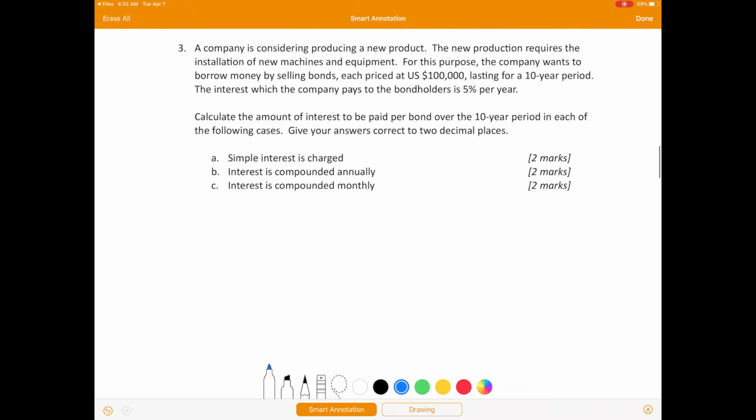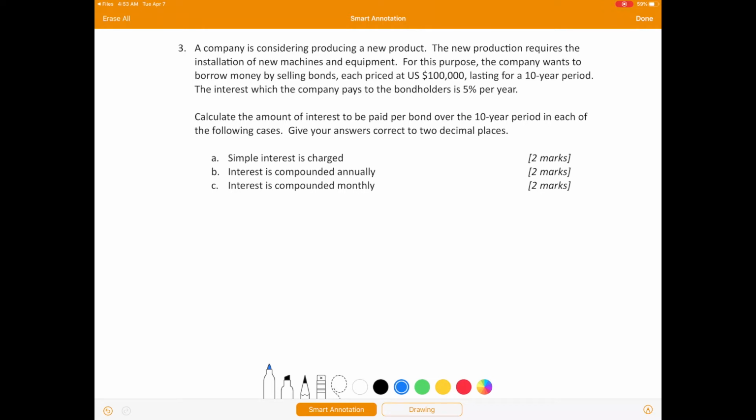A company is considering a new product. The new production requires the installation of new machines and equipment. For this purpose, the company wants to borrow money by selling bonds, each priced at US $100,000, lasting for a 10-year period. The interest which the company pays to the bondholders is 5% per year. Calculate the amount of interest to be paid per bond over the 10-year period in each of the following cases. Give your answers correct to 2 decimal places.